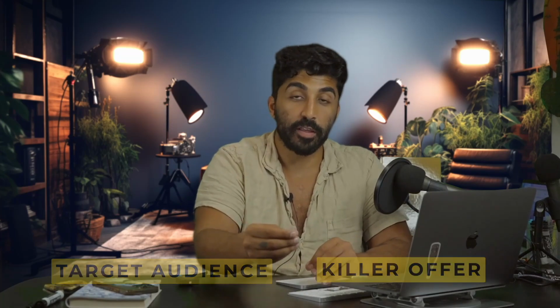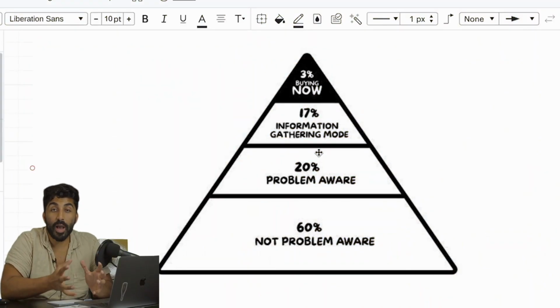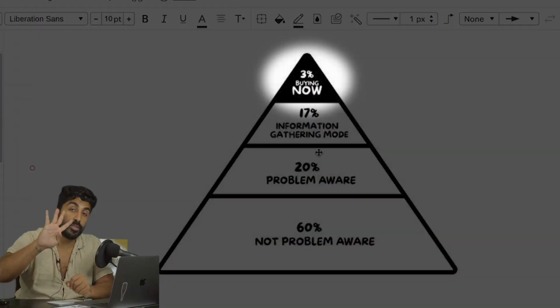Now that you've got your target audience and a killer offer, you need to understand that even within your target audience, people are generally found within 4 categories. I took this cool little pyramid infographic from an excellent marketer named Sabri Subi, and I'll show you right here. So all in all, even your ideal target audience is somewhere within these 4 stages of this pyramid of how open they are to buying your product or service.